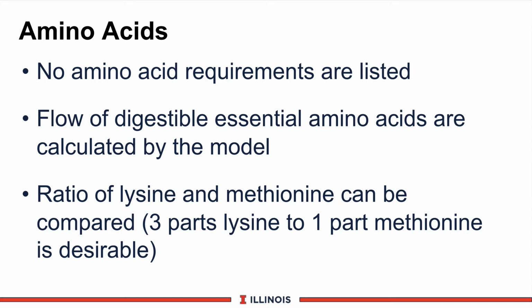The flow of digestible essential amino acids are calculated by the model and printed out in one of the output screens. And perhaps one thing we should look for is the ratio of lysine to methionine. And this is one thing you can compare. And ideally, it should be somewhere around 3 parts lysine to 1 part methionine in the feeding program.